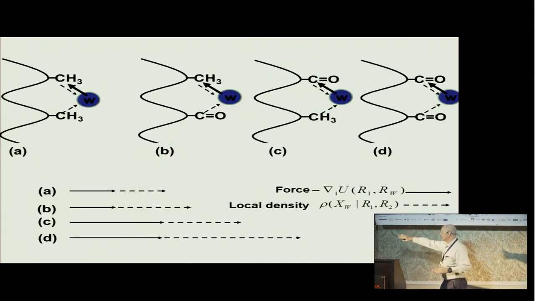So there are 4 possible cases. If you have two hydrophobic groups, one hydrophobic and one hydrophilic, one hydrophilic and one hydrophobic, and the blue circle is a water molecule. So one can see even qualitatively, and this is confirmed by doing simulations, that here both the concentration.